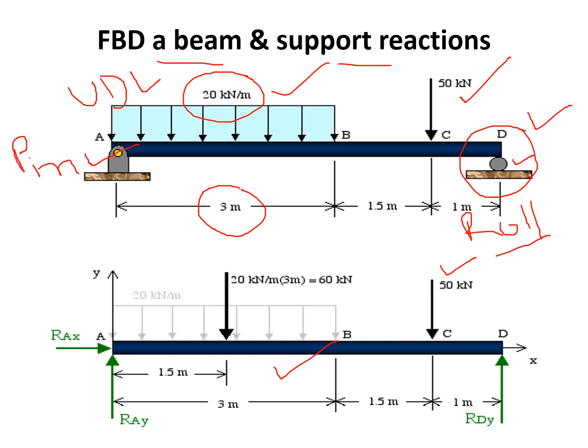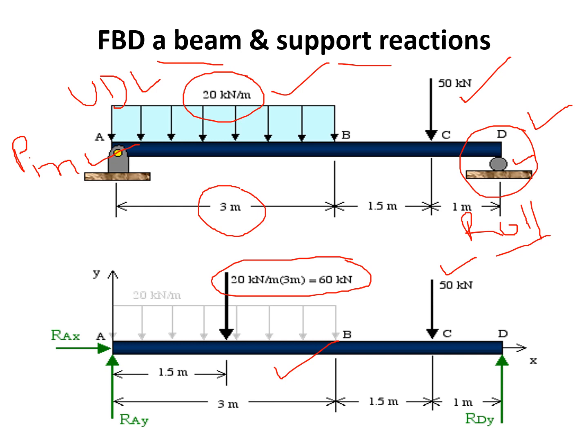So to determine the support reactions, now we have the requirement to convert that UDL into the equivalent point load. What is the equivalent point load of that UDL? Its area. Its area is what? 3 meter is the length, and the height is 20 kilonewton per meter. So what is the area of that load diagram? That is 20 into 3. So 20 into 3 is what? That is 60 kilonewton.